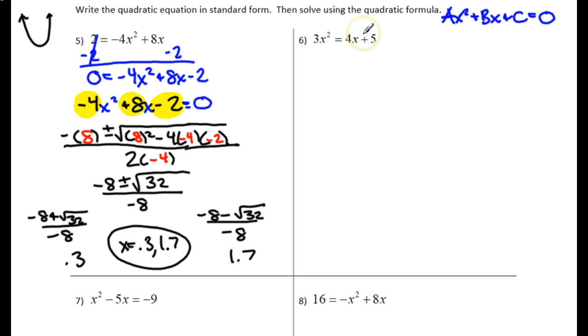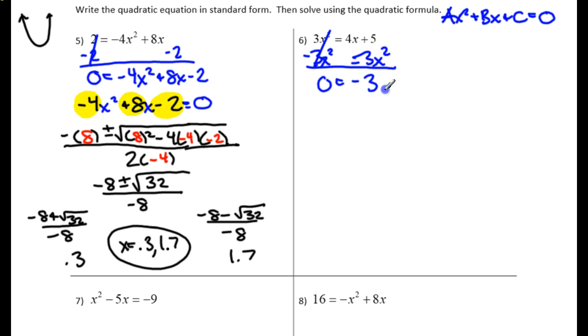Now just remember, technically it doesn't matter which side I move it to, as long as I get everything on one side. I can move both of these here, or I can just move this one here. I'm going to move this one here because it's one less step. So I'm going to move the 3x squared by doing minus 3x squared on both sides. That's gone. 0 equals.